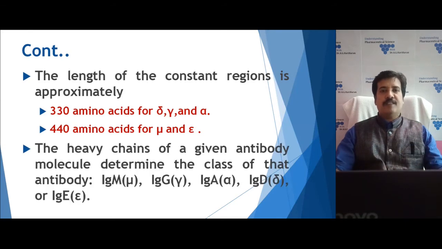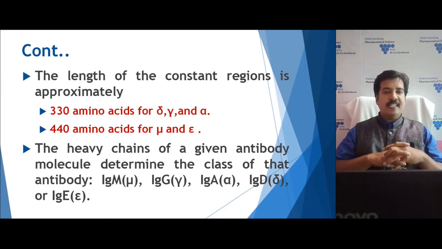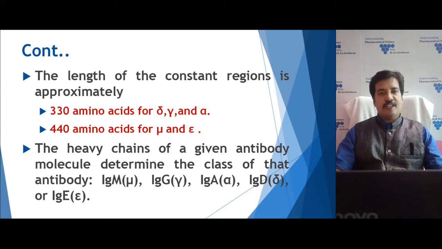So based on this, we can classify the immunoglobulins into IgM if you have a constant region of mu, IgG if the constant region is gamma, IgA, A stands for alpha, if the constant region is alpha, IgD if the constant region is delta, and IgE if the constant region is epsilon. This is the basic classification of the immunoglobulin based on the structural characteristics of the constant region.